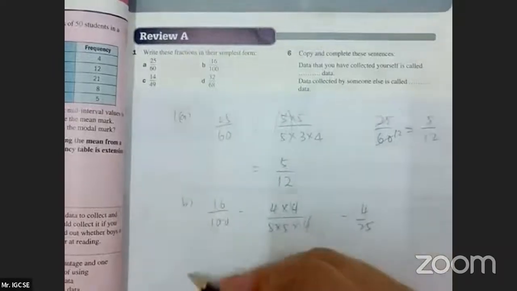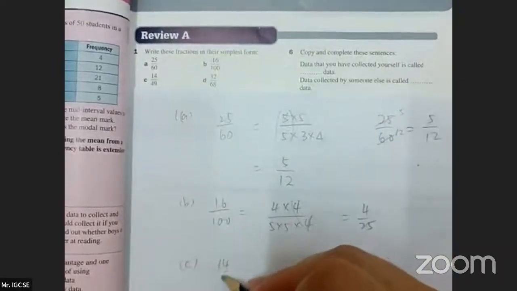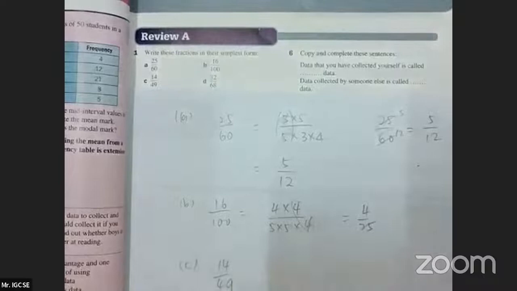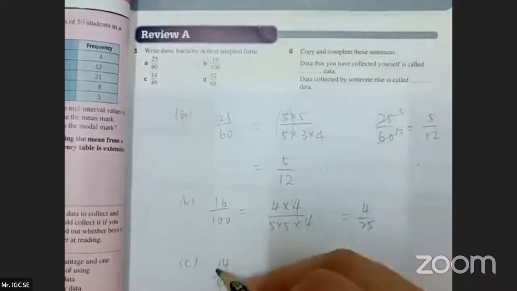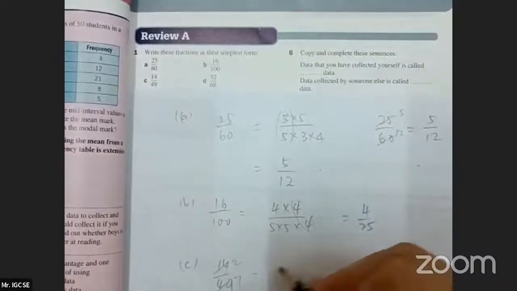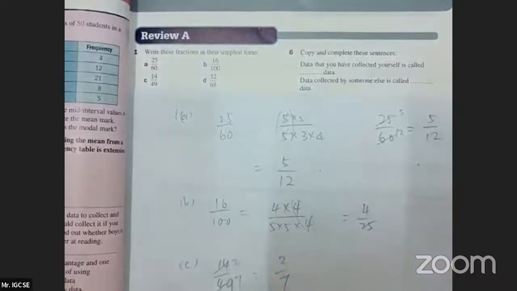What about the next one, the C? You may use the method that you like. For example, I want to use this one. So it's 7 times 2, 7 times 7. So my answer is 2 over 7.